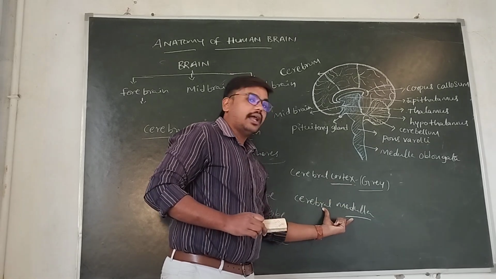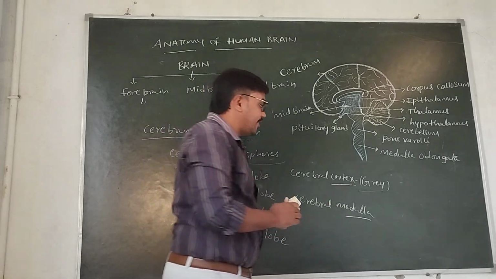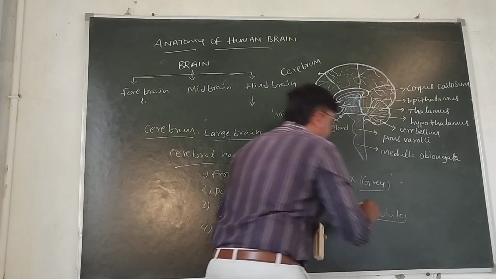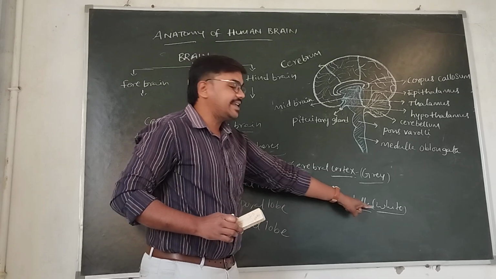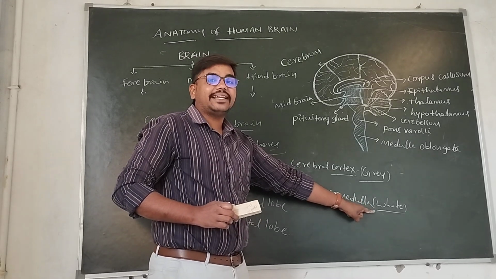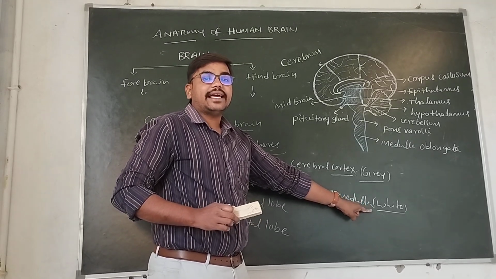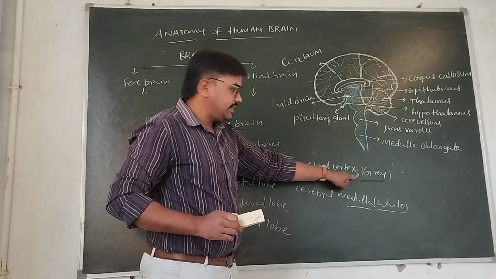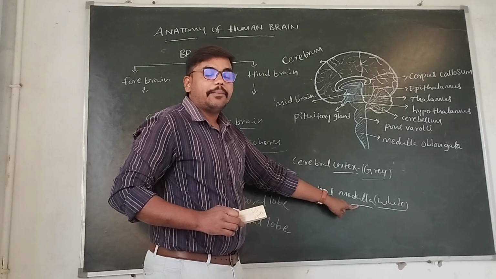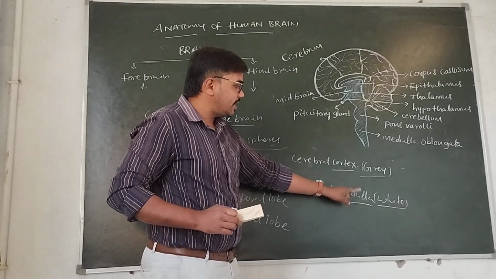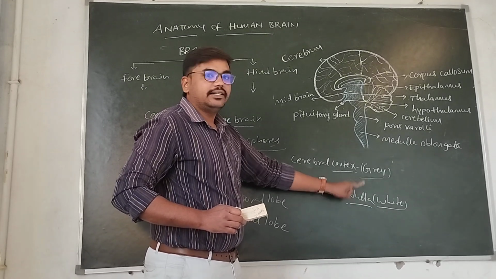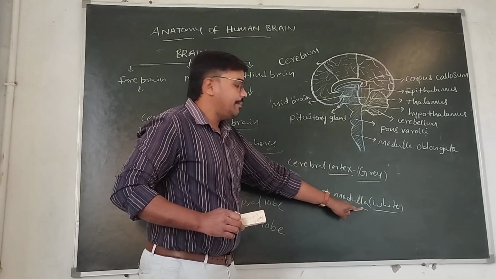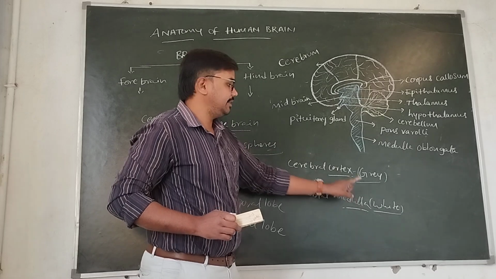And the cerebral medulla is white matter. Why does it appear white? Because it contains billions of myelinated axons. The cortex contains cell bodies and the medulla contains myelinated axons. That's why the two are different colors. Cortex is grey, medulla is white.